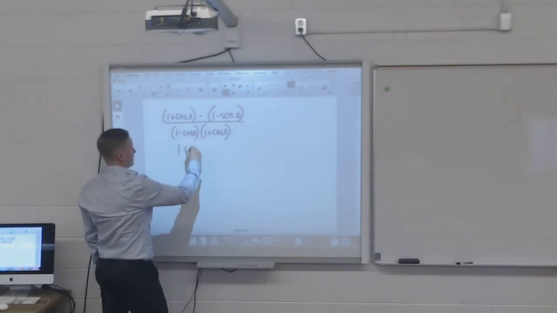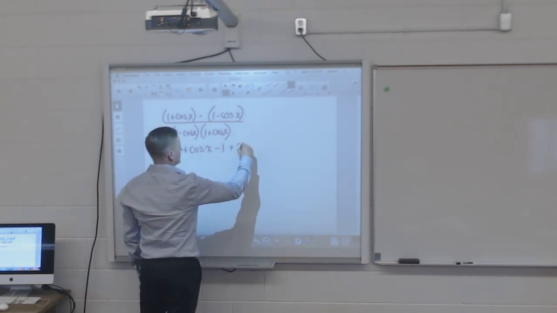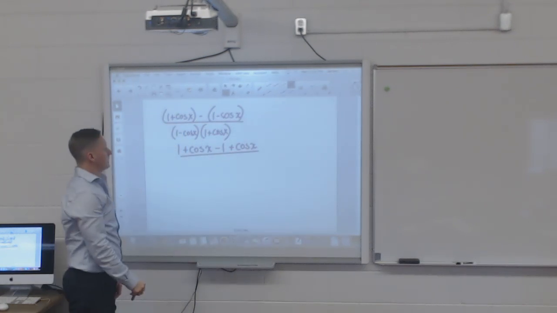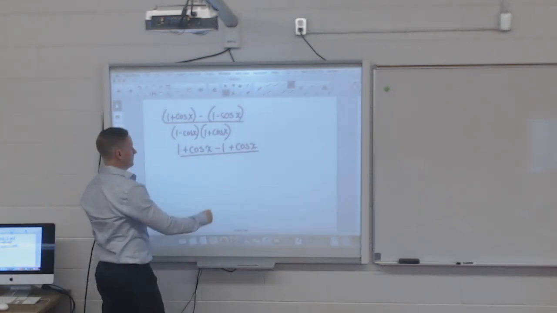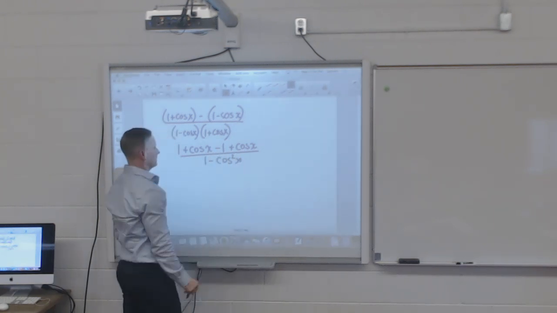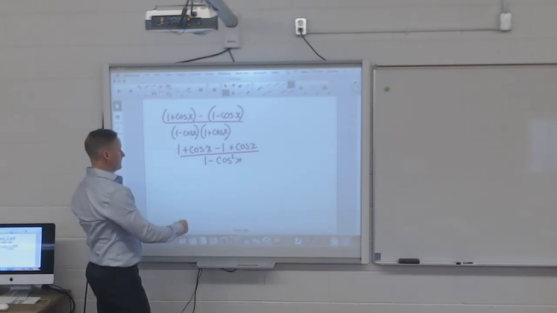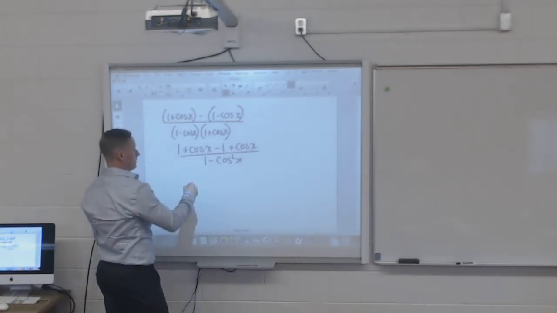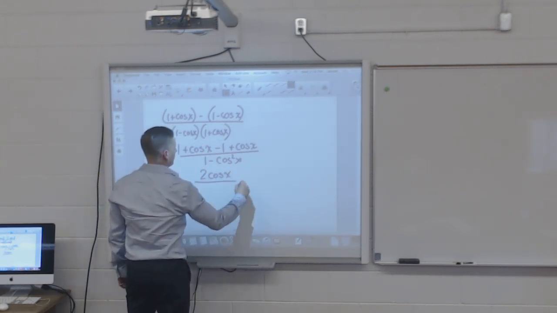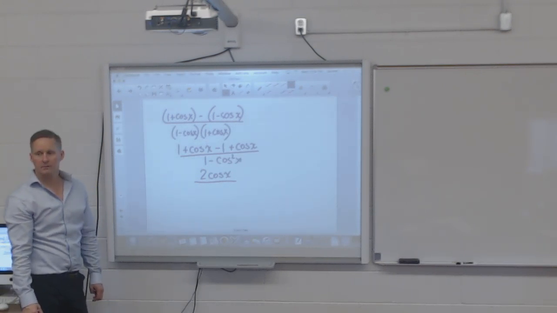So now I've got 1 plus cos x minus 1 plus cos x. And on the bottom right now, I have 1 minus cos squared x. So far you follow me? Okay, 1 subtract 1 is 0. That gives me 2 cos x here. And on the bottom, what is 1 minus cos squared x?